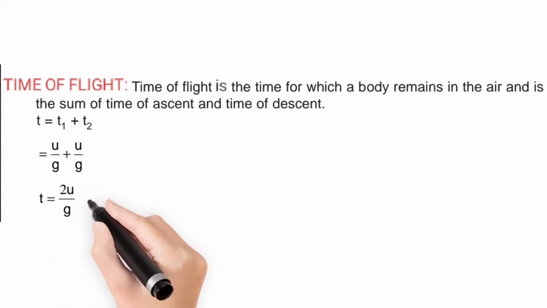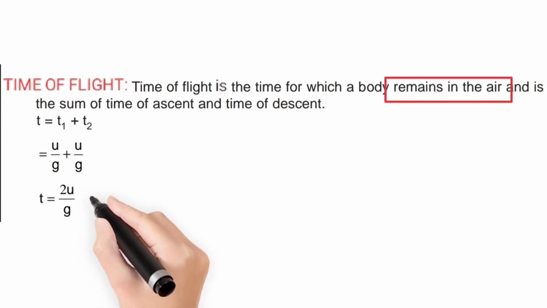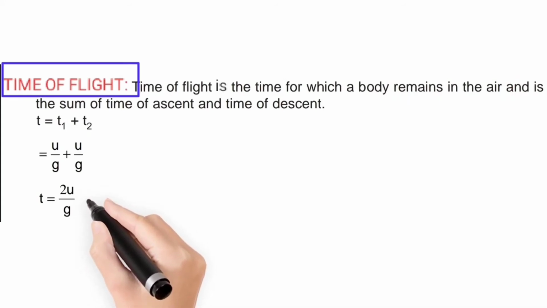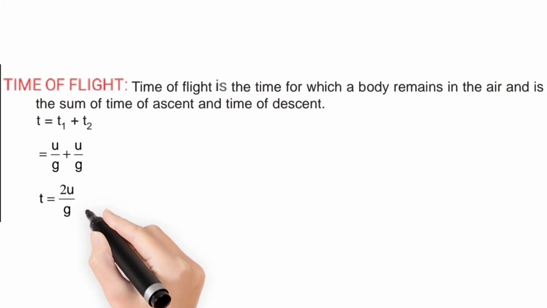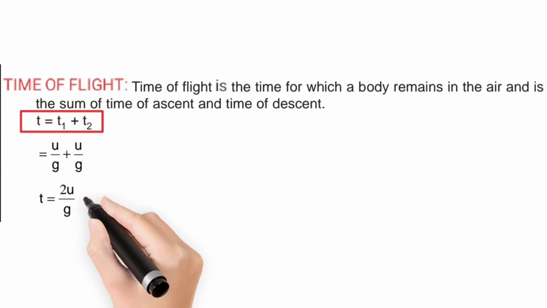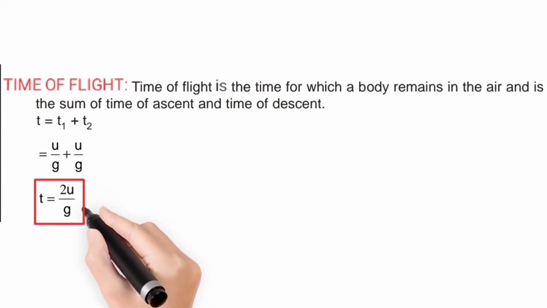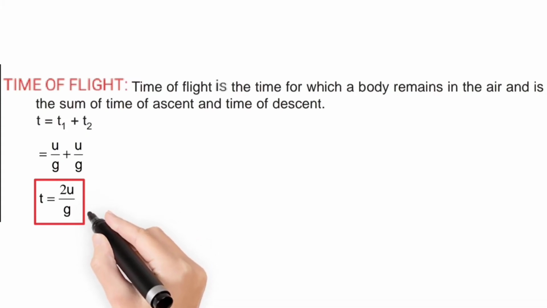Now we will discuss time of flight. The time for which a body remains in the air is called time of flight. Time of flight is equal to the sum of the time of ascent and time of descent. That is, t is equal to t1 plus t2. In the place of t1 and t2, we will substitute u by g. So we will get time of flight is equal to 2u by g. Time of flight is directly proportional to the initial velocity of the body.